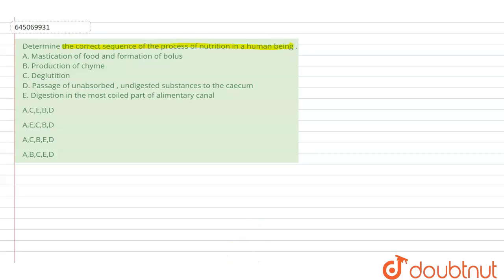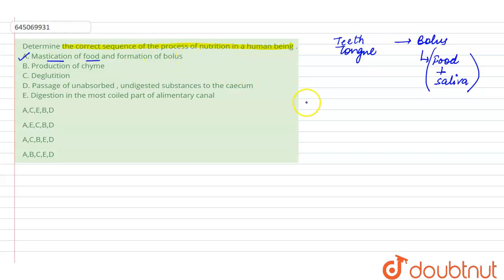Hello students, the question here says determine the correct sequence of the process of nutrition in a human being. The first process is mastication, that is chewing of the food with the help of teeth and tongue in the oral cavity, and this results in the formation of a bolus. Bolus means partially digested food which, along with the saliva, forms an adherent structure that can be passed on to the esophagus. So statement A is the first part.